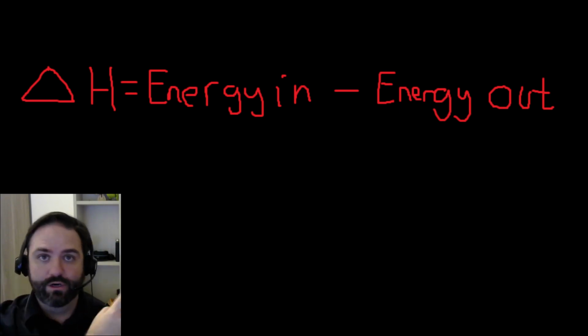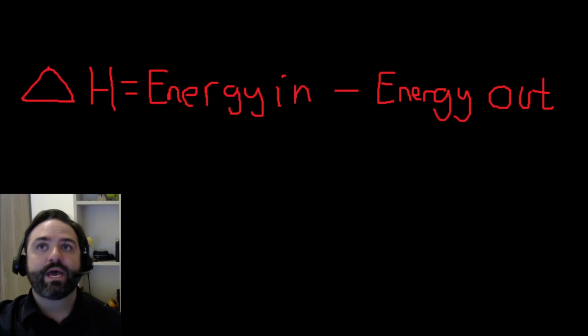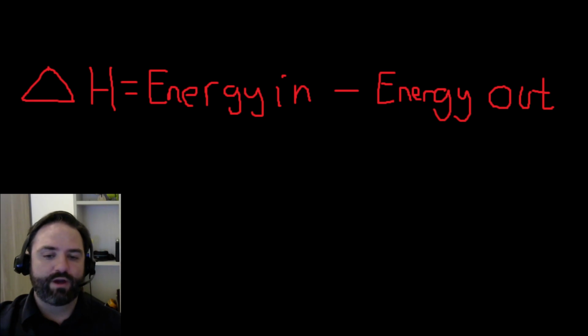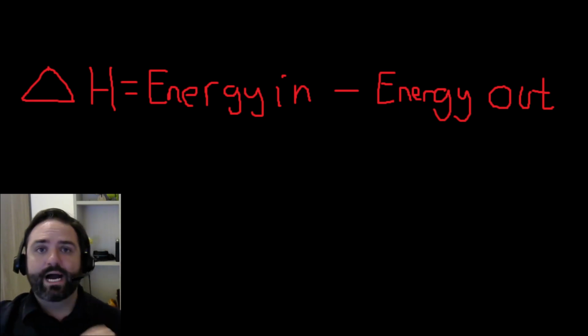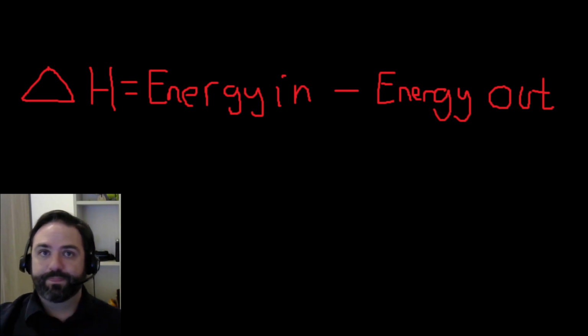You do the equation, you put your numbers in, and if it comes out negative, then you've done it correctly, or you've at least done it the right way around, because negative tells you it's exothermic. Let's look at a little example.